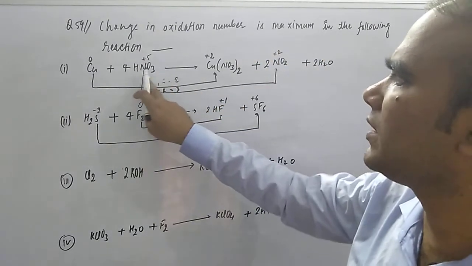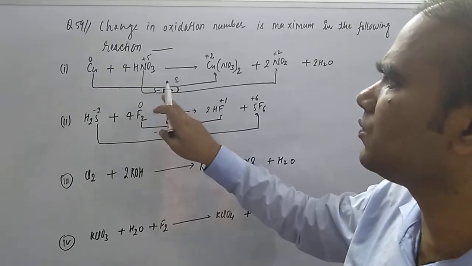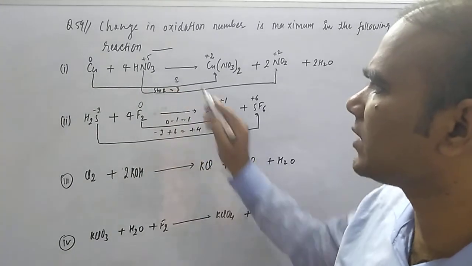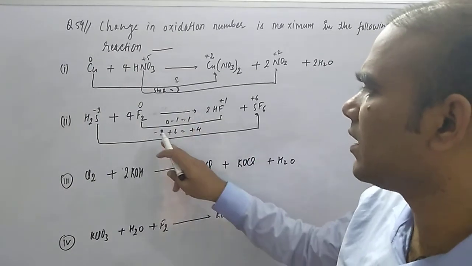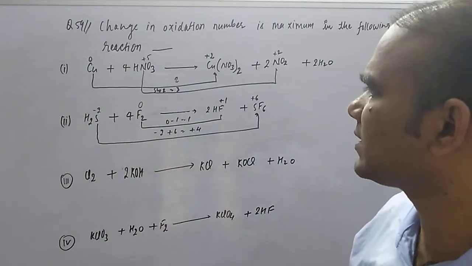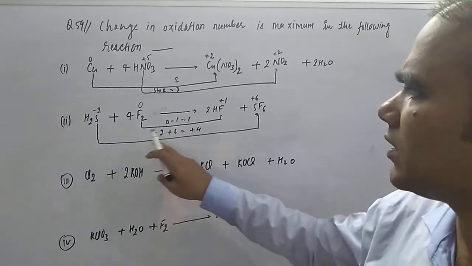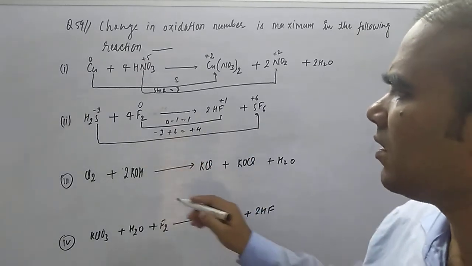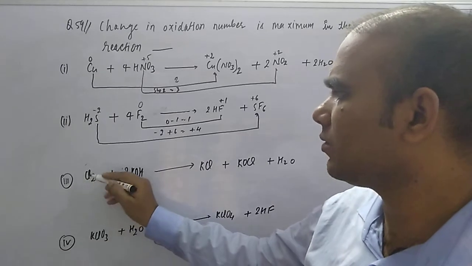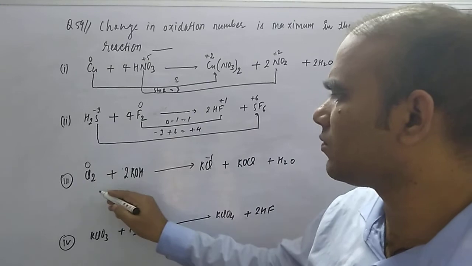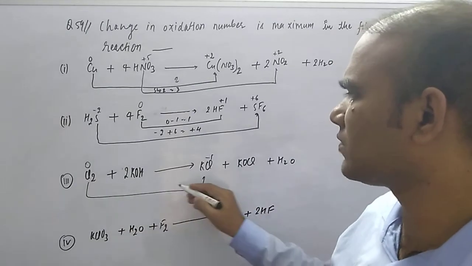So change is simply how much the oxidation number is changing. Here it goes from 5 to 2, so how much is the change? That is 3, and from minus 2 to 6 it is happening. So that is the total change, and here the maximum change is there. If you check here, 0 to minus 1, how much change is there? That is 1.